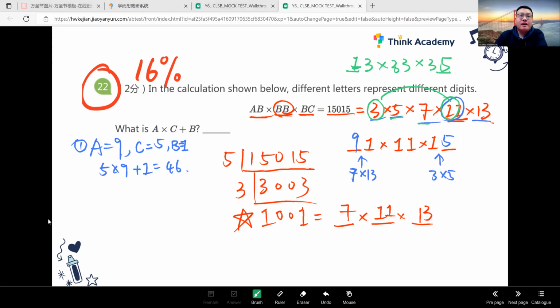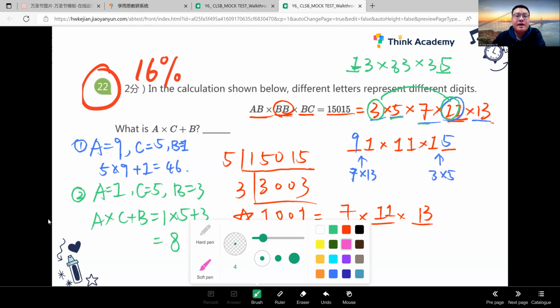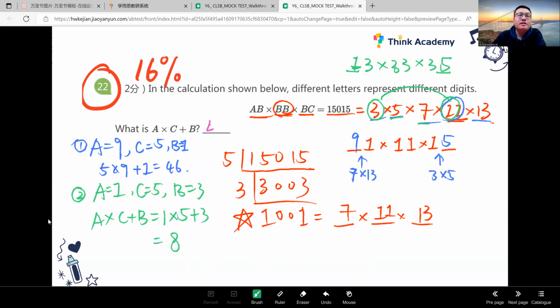And we can find another answer to the question. So answer 2: A equals 1, C equals 5, B equals 3. And then A times C plus B equals 1 times 5 plus 3, which gives us 8. Okay, so for the question, what will be the answer? You have to write it like 46 or 8. You have two choices.